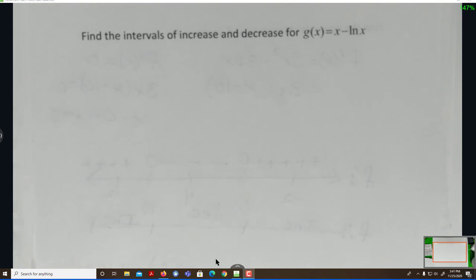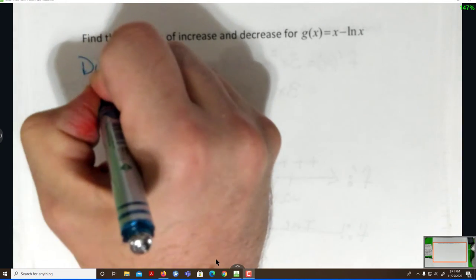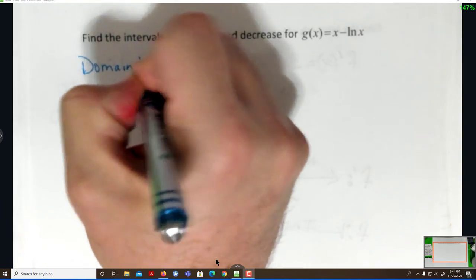Alright, here's another practice problem. Now in this one, before I find the critical values, I want to find the domain. The domain of my function. Now let's think about this.